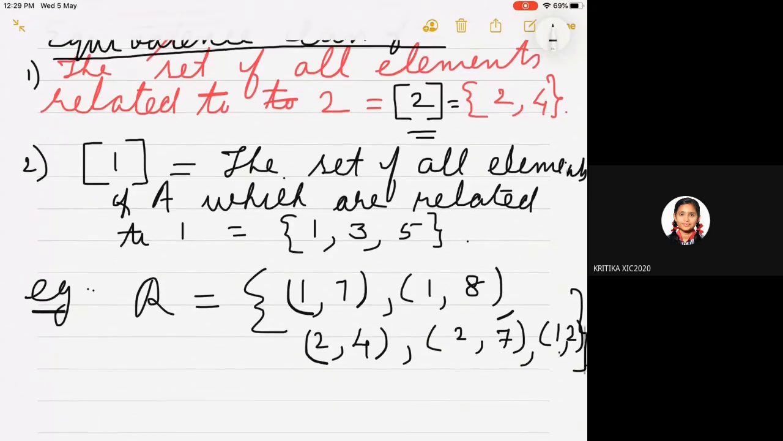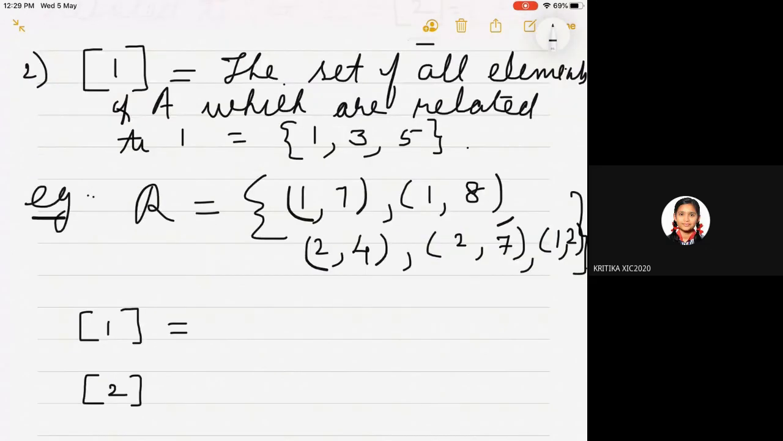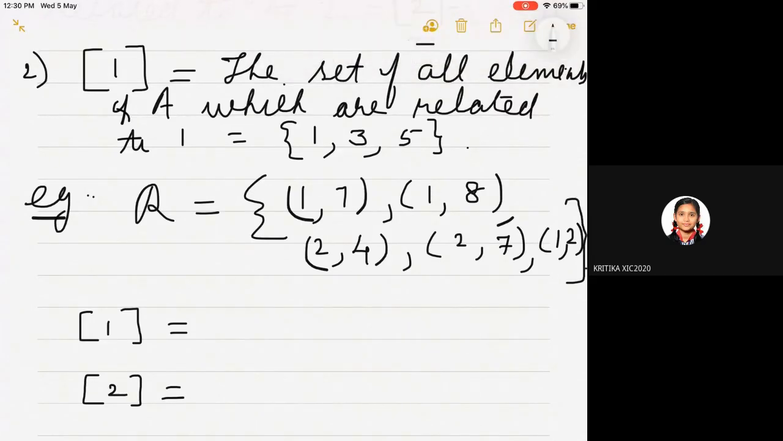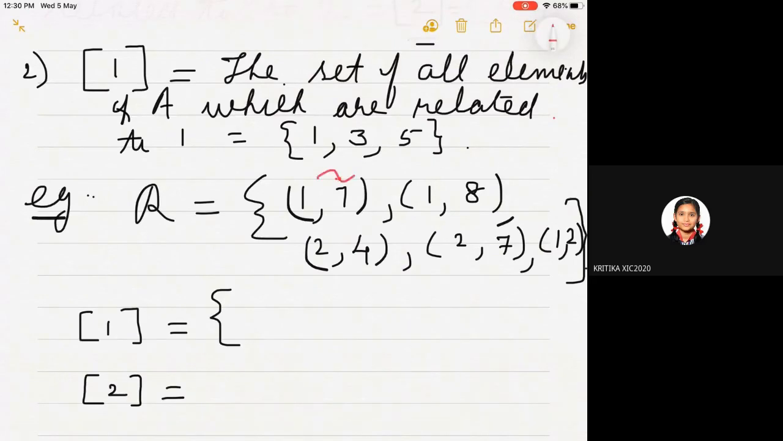What is the equivalence class of 1? Please write the equivalence class of 1. That means equivalence class is a set. First of all, you should understand that it is a set. It is a set of all elements which is related to 1 under the relation R. So related to 1 here we find 7. So 7 will be an element of the class.